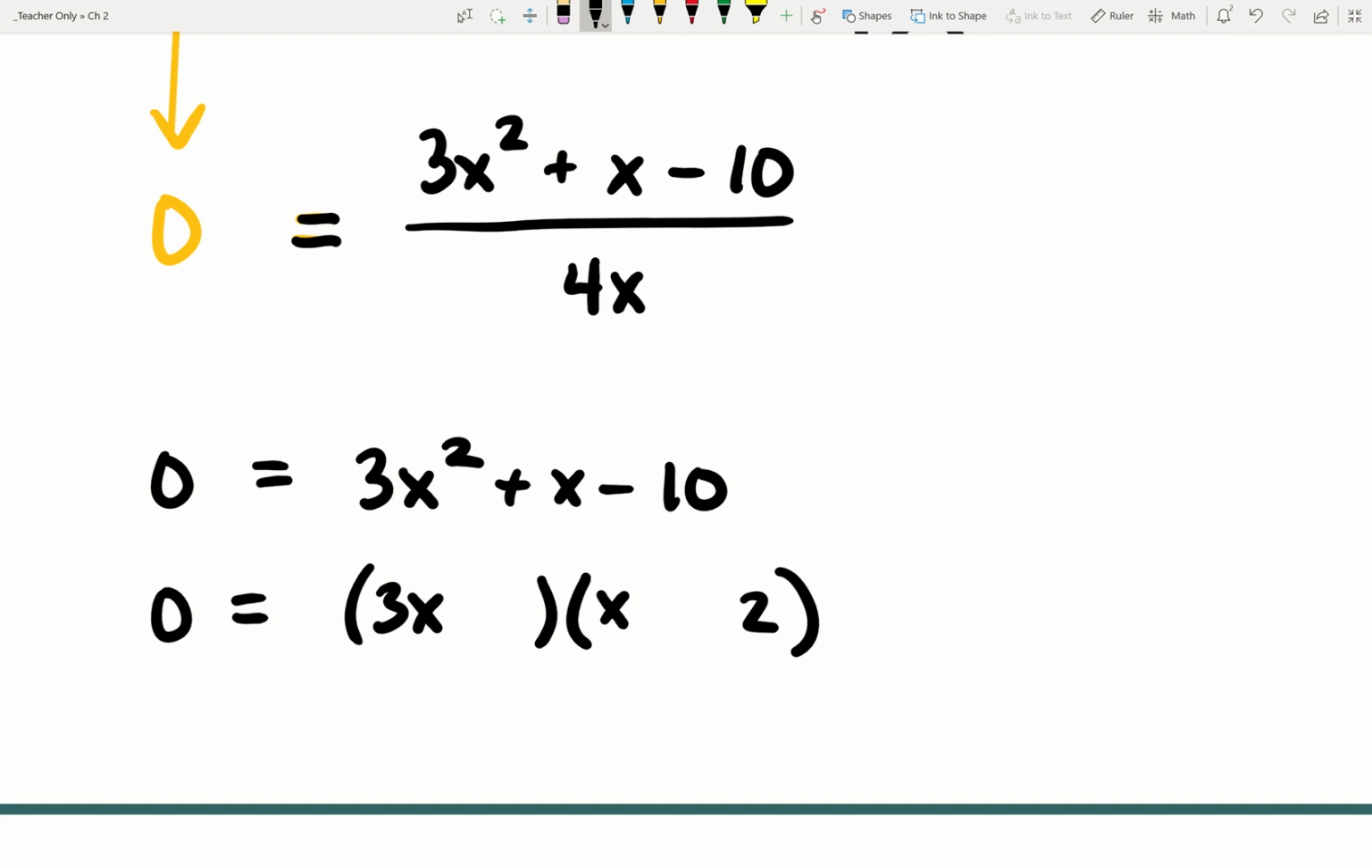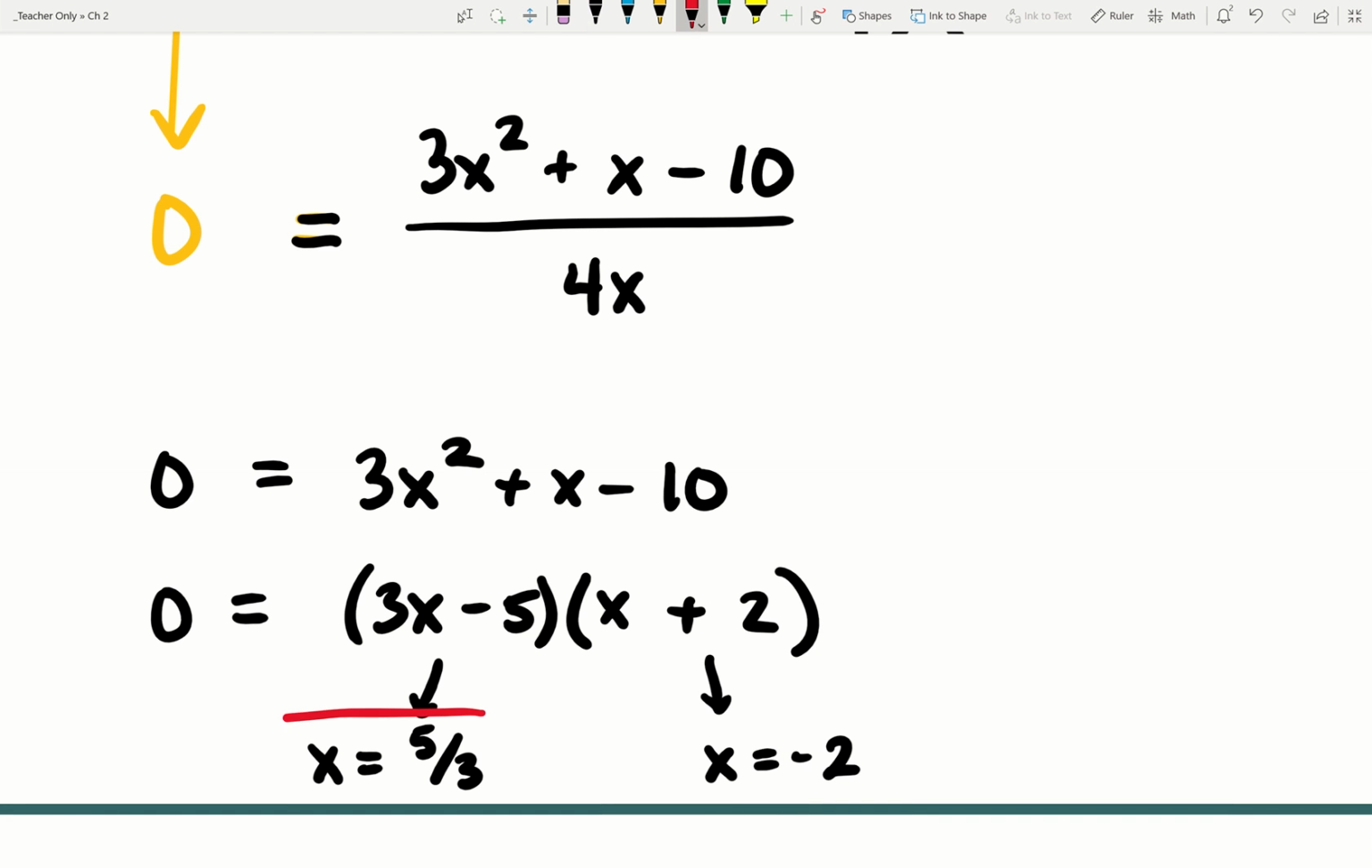I would expect that you guys could likely do that on your own, but this would be the factorization of that polynomial, and again, just zero product property, we can get our zeros pretty quickly in this way. So x is equal to 5 over 3, and x is also equal to negative 2.